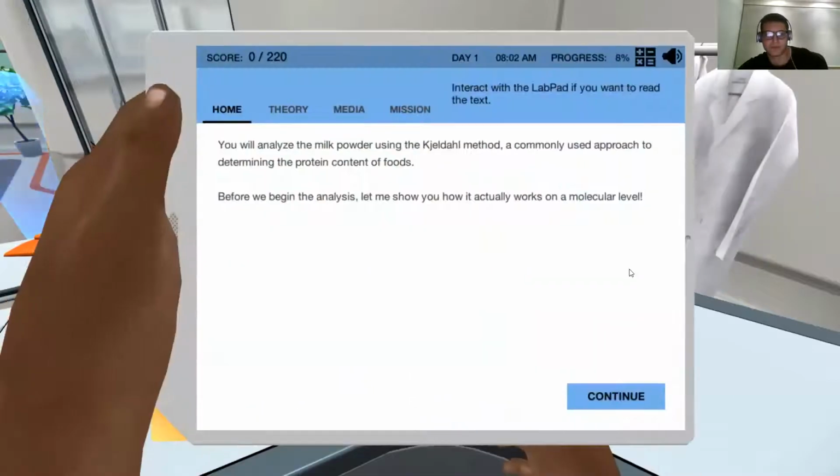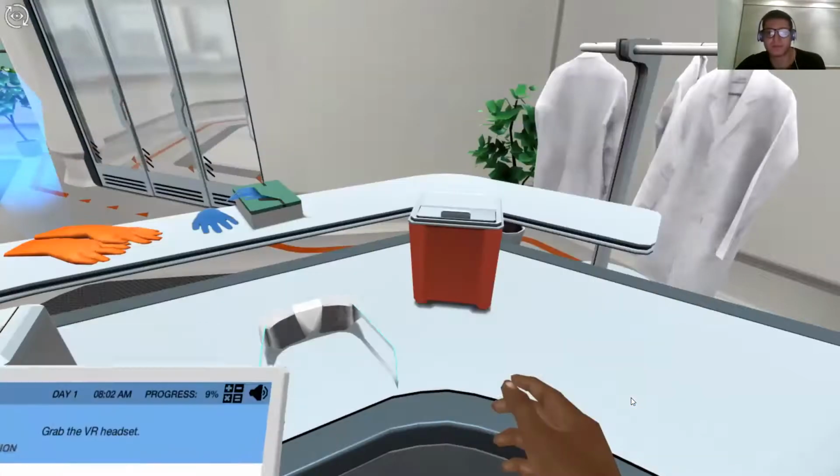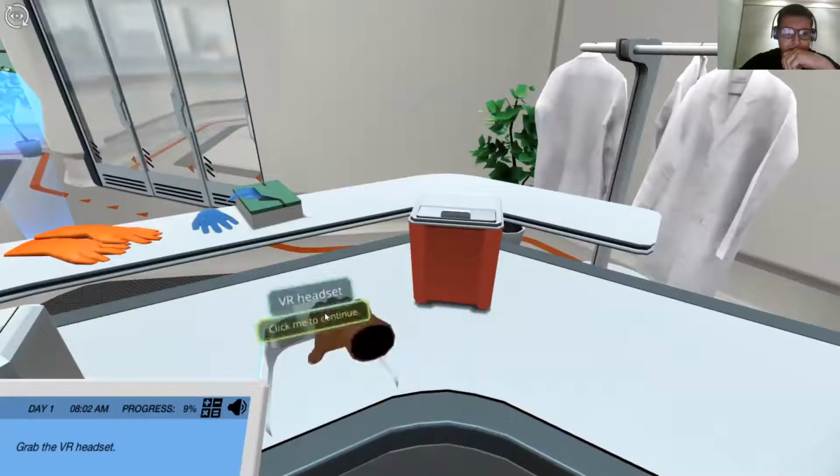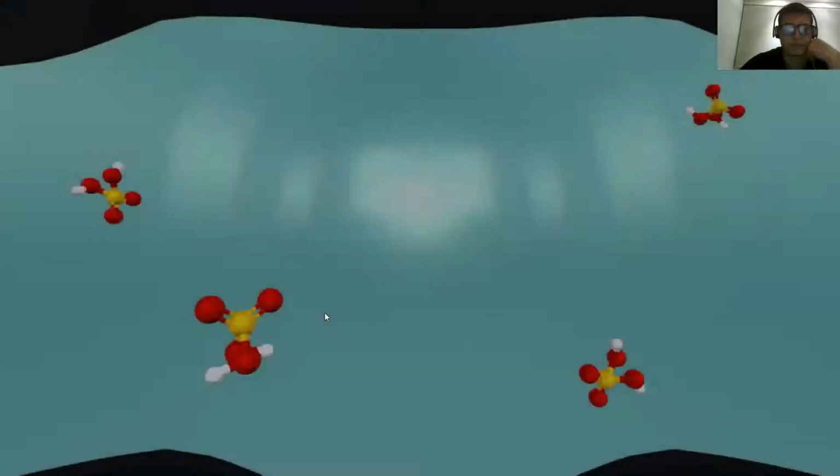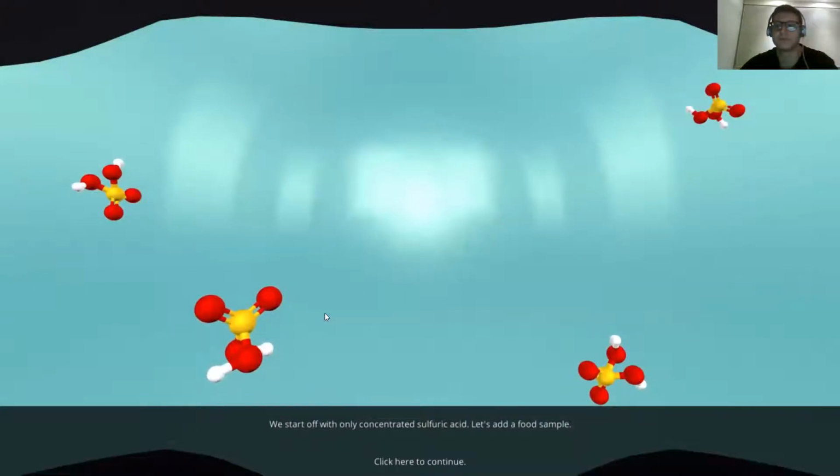You will analyze the milk powder using the Kjeldahl method, a commonly used approach to determining the protein content of foods. Before we begin the analysis, let me show you how it actually works on a molecular level. Grab the VR headset. We start off with only concentrated sulfuric acid. Let's add a food sample.